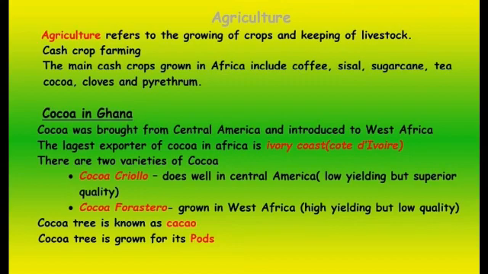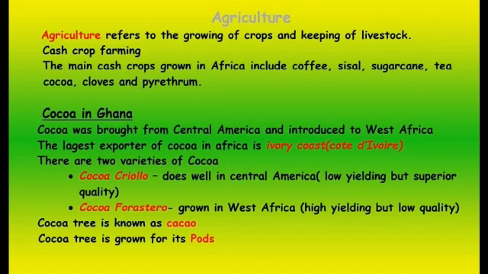The next one is Cocoa Forastero. Cocoa Forastero is the variety that is widely grown in Africa, specifically West Africa. This variety is high yielding but has low quality.